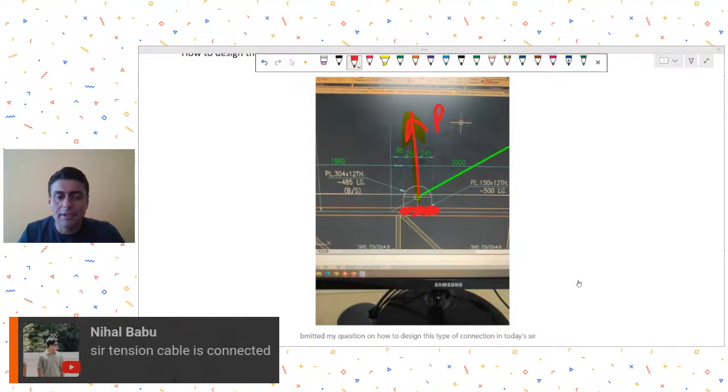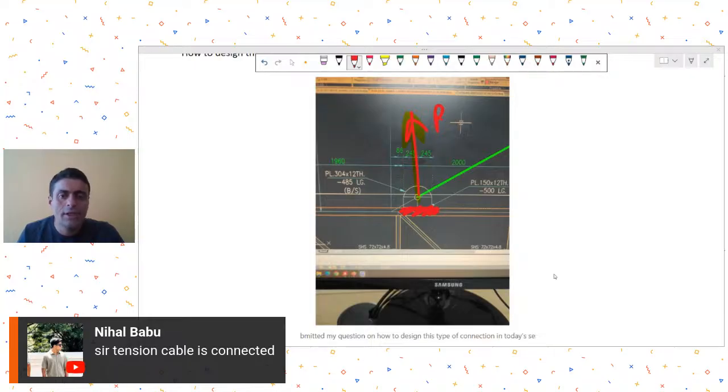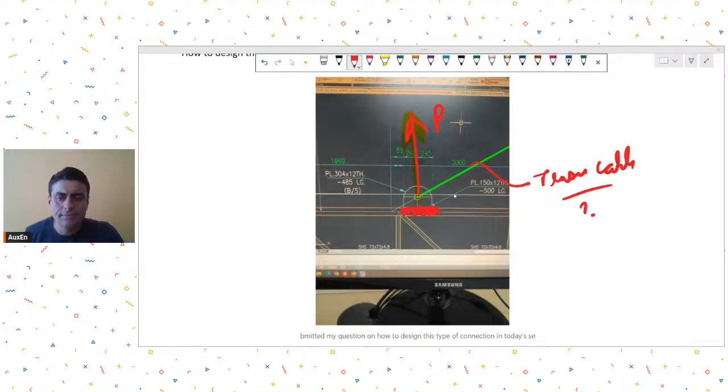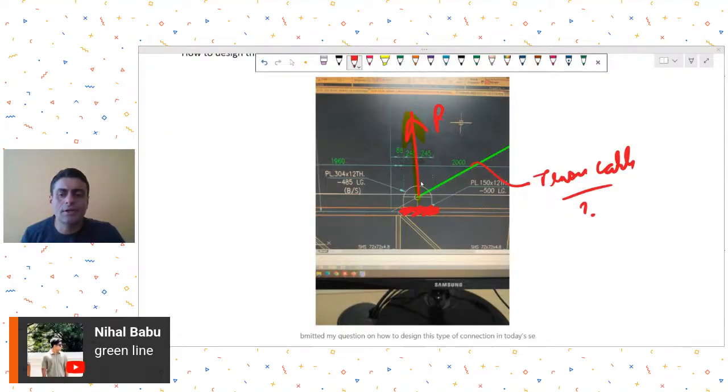Acha, a tension cable is connected. Mr. Nihal is informing that a tension cable is connected. So this is the tension cable. I believe this is the tension cable in green. Is that so? Yeah, green line, correct. Okay, got it. I was thinking this was some pin connection. Okay, so this is a tension cable that is connected.